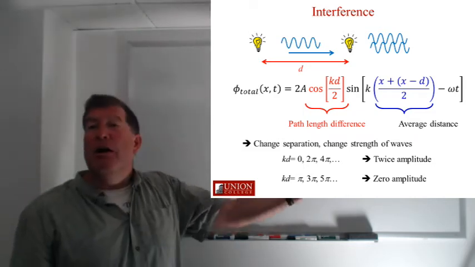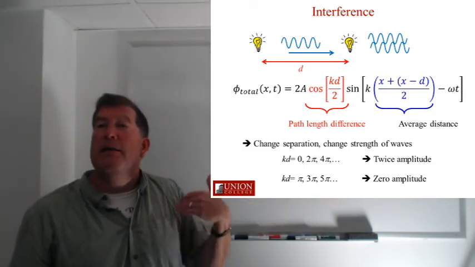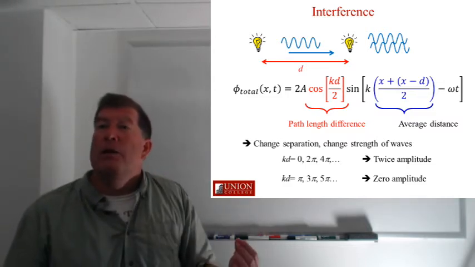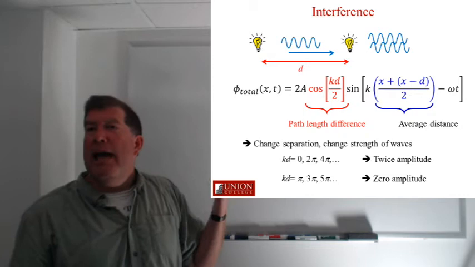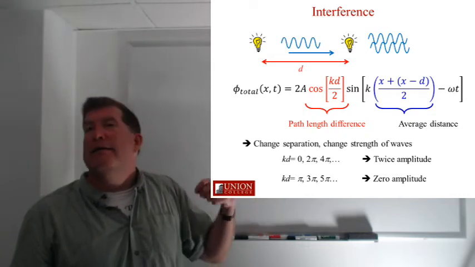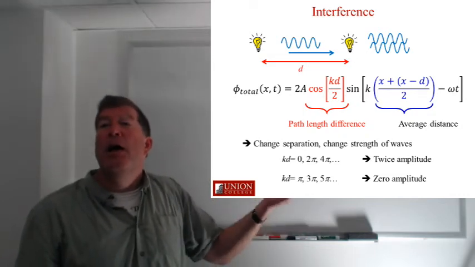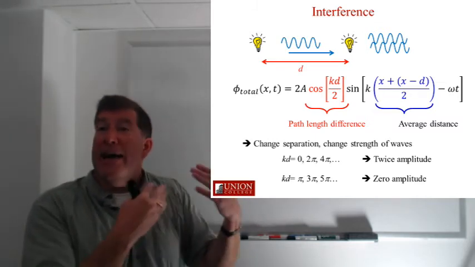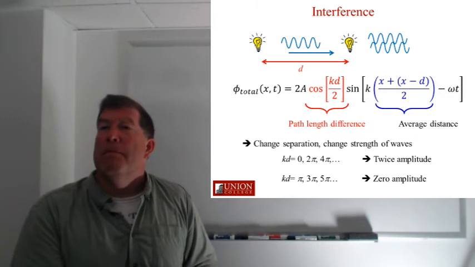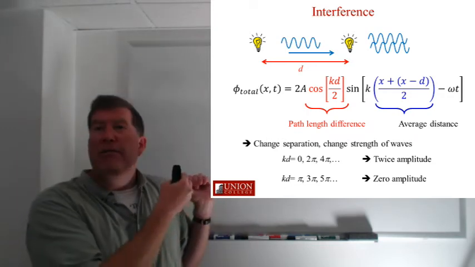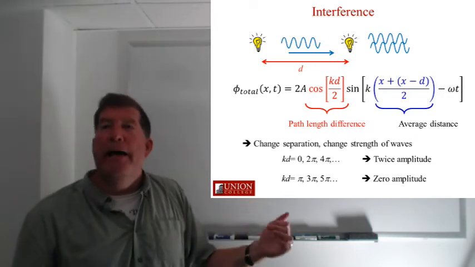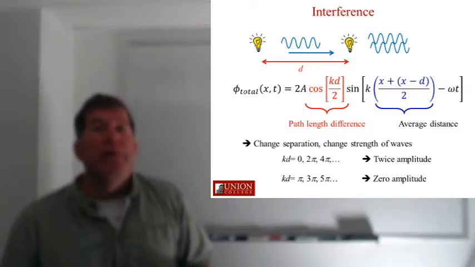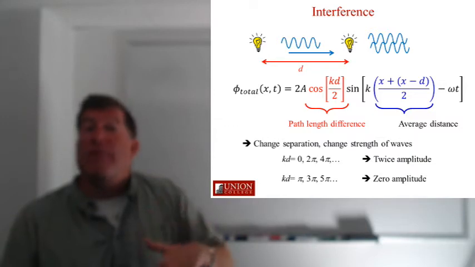But if I let d get bigger and bigger, it's going to come back again. So there'll be these points, when k times d is equal to 0, 2 pi or 4 pi, where the amplitude will be twice as big as either of the individual waves. That's constructive interference happening. On the other hand, if k times d is equal to pi or 3 pi or 5 pi, any of those odd multiples of pi, then it's going to be 0.